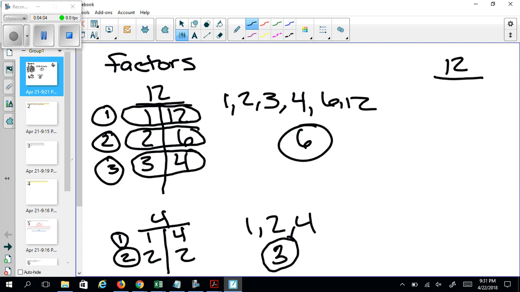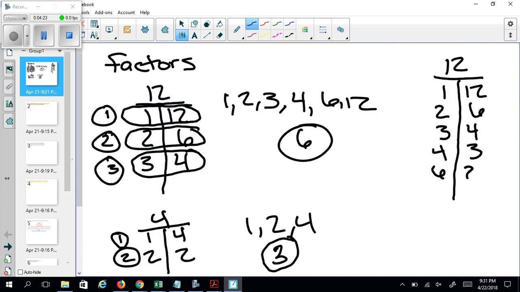So along with 12, let's rewrite the factors again just to make sure we have them down. So you have 1 and 12, 2 and 6, 3 and 4, 4 and 3, 6 and 2, and 12 and 1. Absolutely.